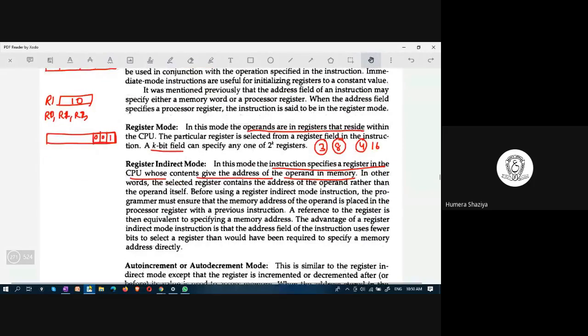In register indirect mode, there is this instruction. Here you have the register code. The register code is R1. R1 contains the address. Consider the address to be 800. There is a memory. In this memory, consider that 800 points to this location. Here you will find 10. This is register indirect mode.